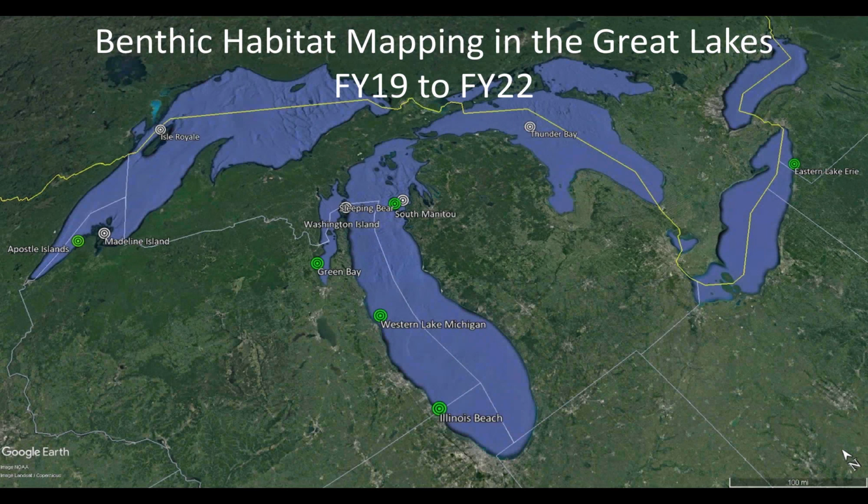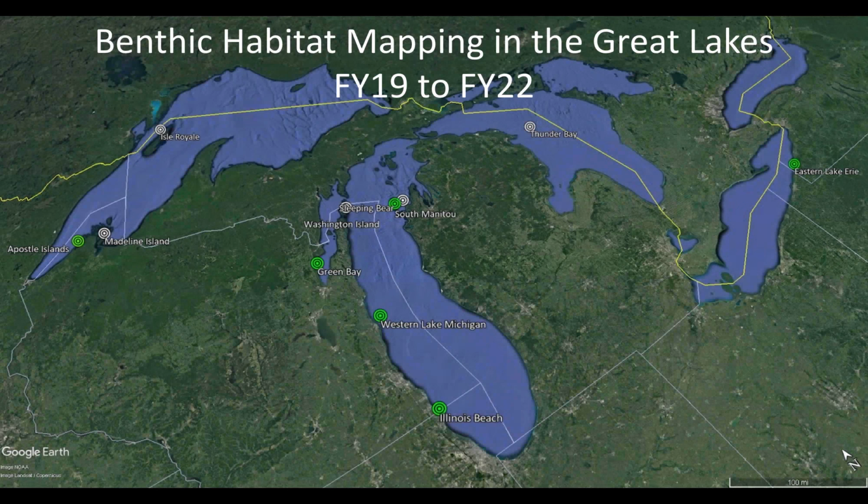And so I just wanted to provide an overview map of where we've been working from FY19 to FY22 to date. Any of the pins that you see in green are where we've had completed project work to date. So again, the Apostle Islands there on the western side of the Bayfield Peninsula, and Green Bay, the Western Lake Michigan work, has actually been completed by NCOS.